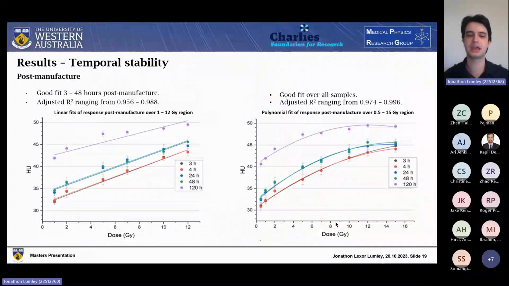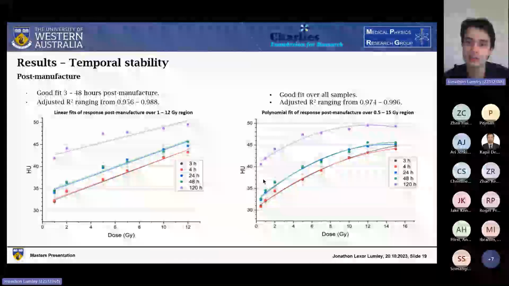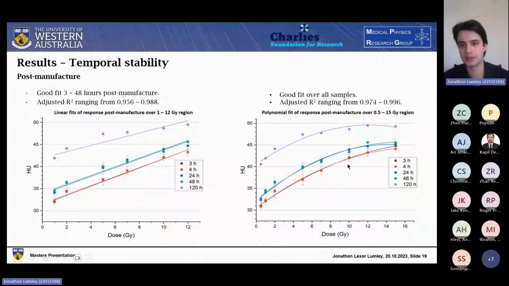So looking into temporal stability, we see that the linear fit was a good fit from 3 to 48 hours post-manufacture. If we extended the dose region from 0.5 to 15 grays, we see that a polynomial fit is a good fit for all samples. This was because we observed a slight saturation from 12 to 15 grays. It is noted that the 120-hour sample, which is the purple line here, did start to display significant amounts of saturation. This suggests that potentially a large amount of auto polymerization did occur, and it is speculated this is due to BIS being sensitive to light.